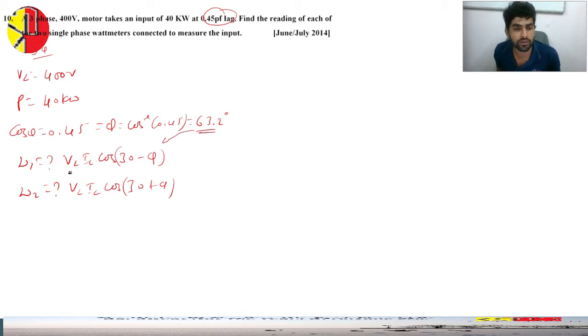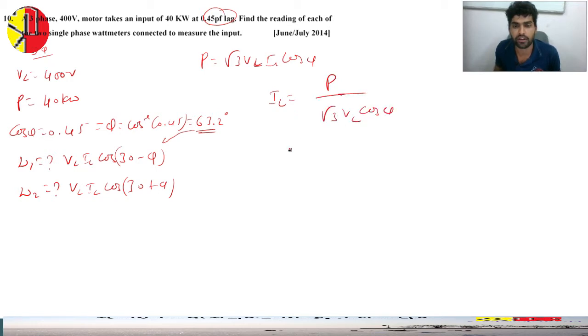Just to substitute over here, what we need to calculate here? VL is a known value, and then IL we need to calculate. From the power we can calculate, right? Power is equal to root 3 VL IL cos phi. So if you want to calculate, IL is equal to power divided by root 3 VL cos phi, right? So this is 40 kilowatts divided by root 3 into VL is 400 into cos phi is 0.45. Finally, we'll get IL is equal to 128 amps.